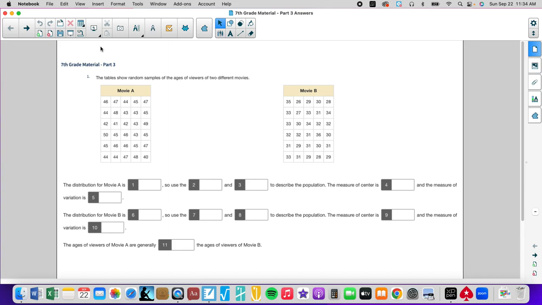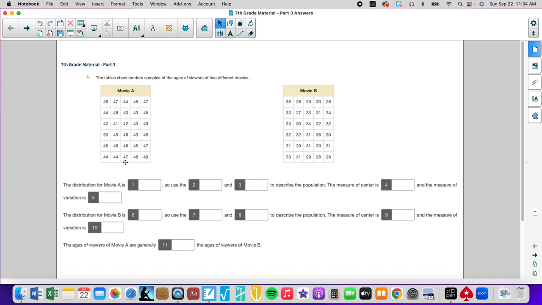So we've got this data. We've got data about movie A. Tables show random samples of the ages of the viewers of 2 different movies. So these are the ages of the people who are watching movie A. These are the ages of the people watching movie B. So it says the distribution for movie A is, and our choices are symmetric, skewed left, skewed right. And we're not talking about where they're sitting in the movie. We're talking about their ages.